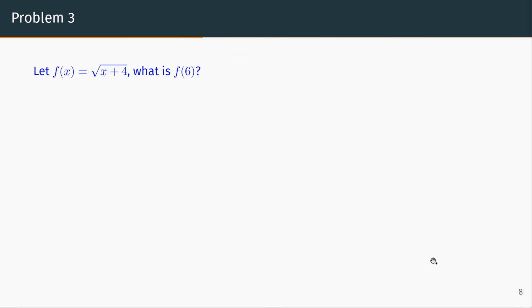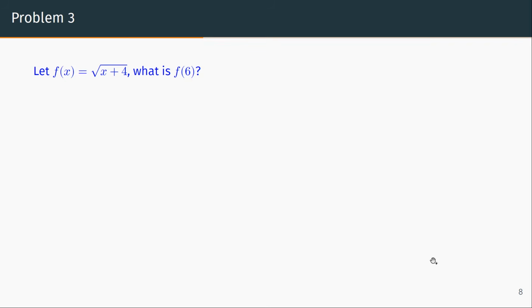Now let's see one more example on linear approximation. Here we are given f of x is equal to square root of x plus 4, and we need to find f of 6. So when we replace x by 6, we get square root of 10. So square root of 10 is what we have to compute.